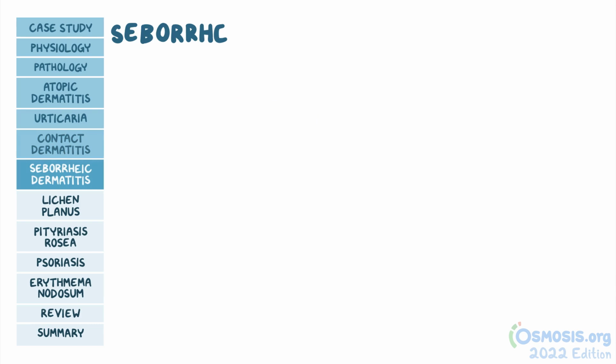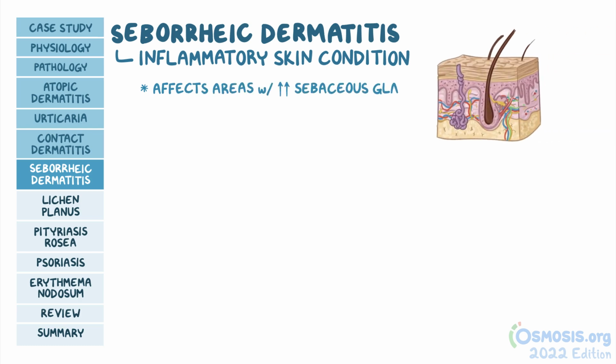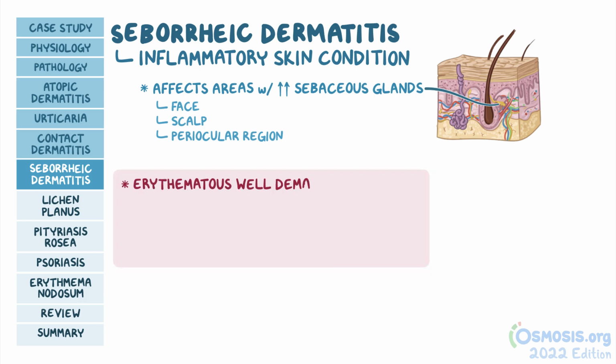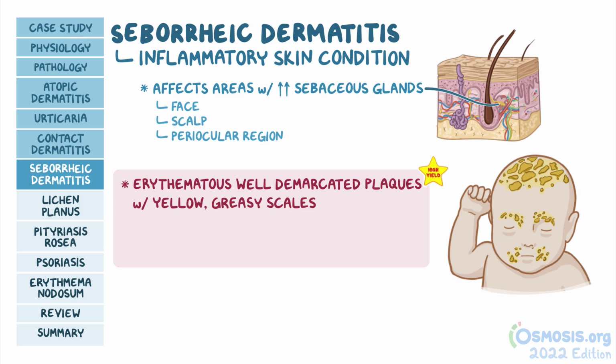Moving on, seborrheic dermatitis is an inflammatory skin condition that affects areas with a high density of sebaceous glands, such as the face, scalp, and periocular region. The classic presentation of seborrheic dermatitis involves erythematous, well-demarcated plaques with yellow greasy scales. For your tests, remember that in infants, seborrheic dermatitis in the scalp is commonly referred to as cradle cap.